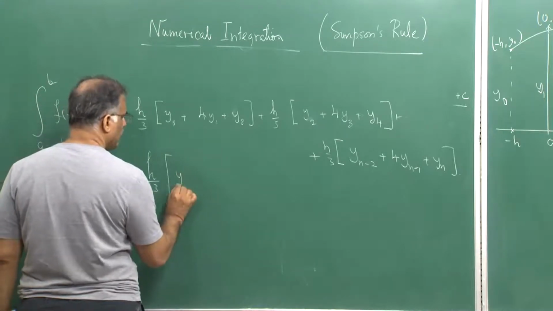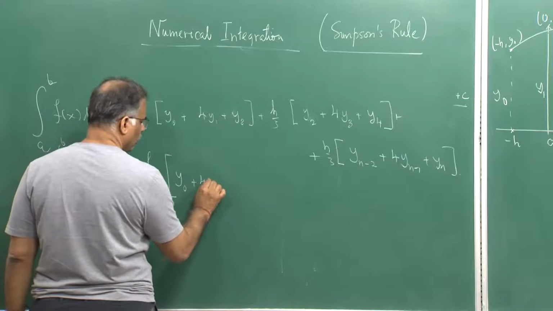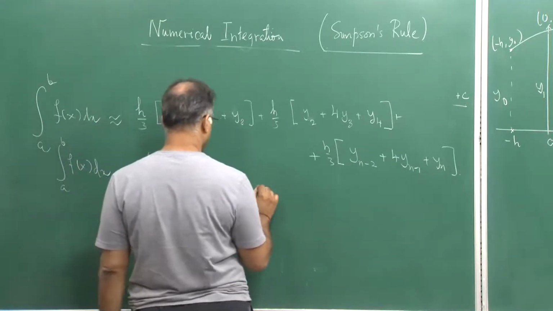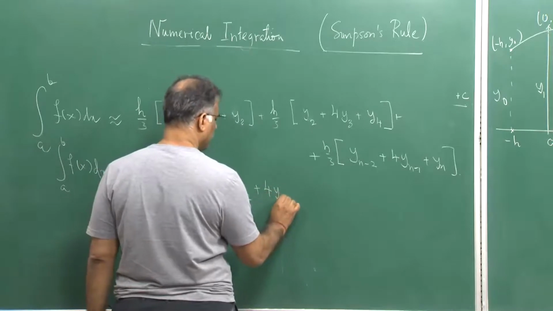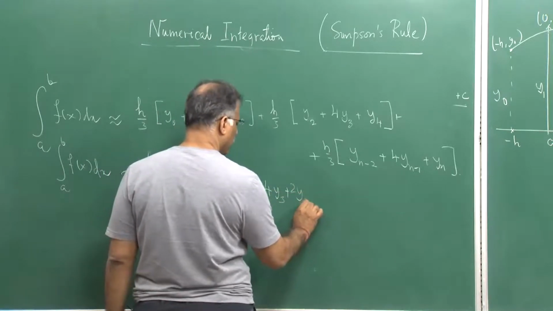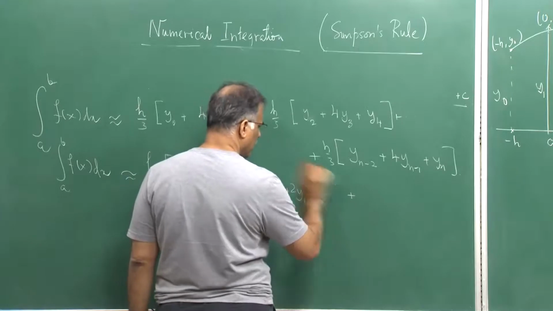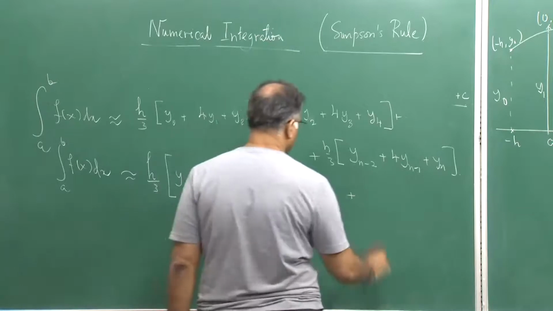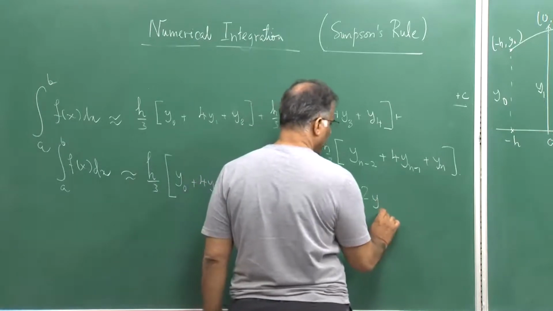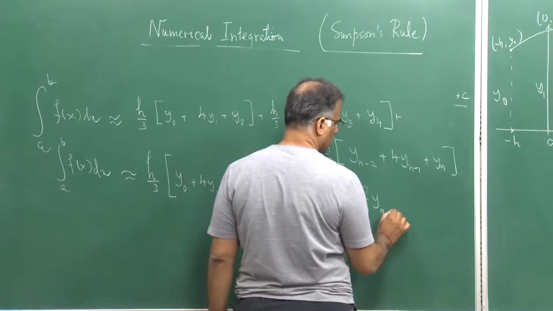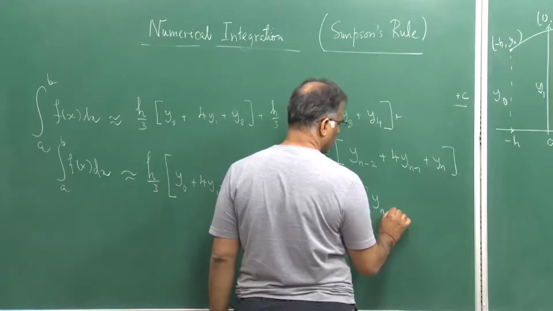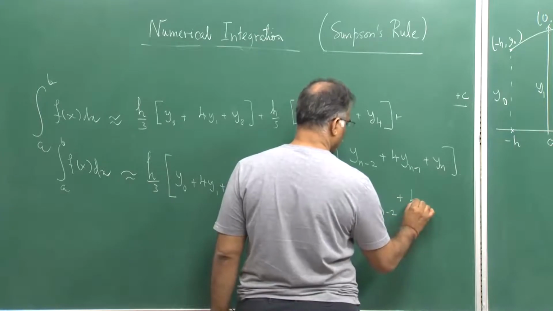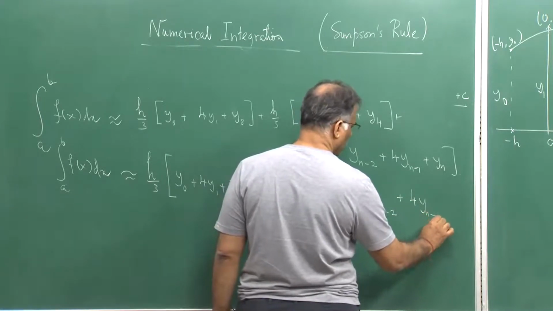is y0 plus 4y1 plus 2y2 plus 4y3 plus 2y4 plus, if I go on, it will become 2yn minus 2 plus 4yn minus 1 plus yn.